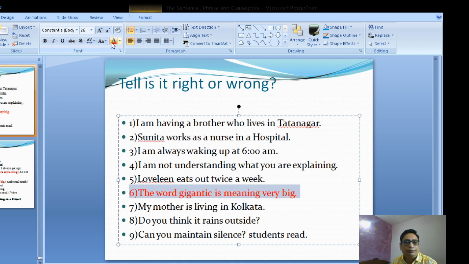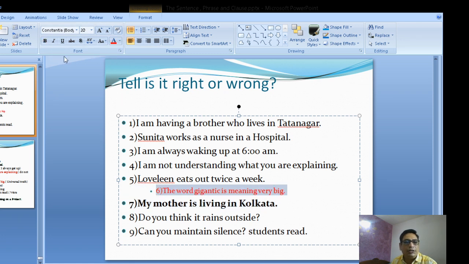Now number 7. Number 7 is: My mother is living in Kolkata. Is it a right sentence or a wrong sentence? You have to tell me that. So answer number 7, write down the answers. Some people are writing it's right. My mother is living in Kolkata, 7 correct. Everyone is writing 7th is correct.